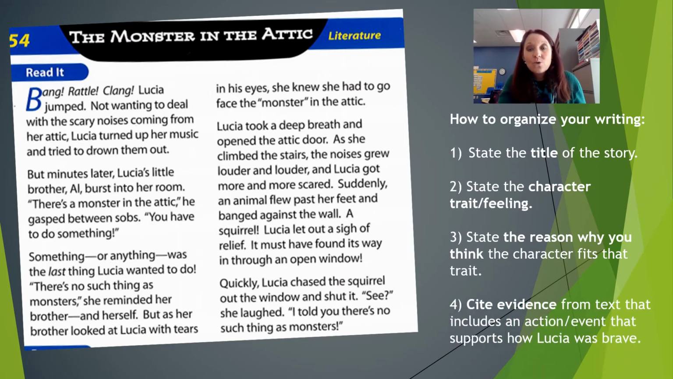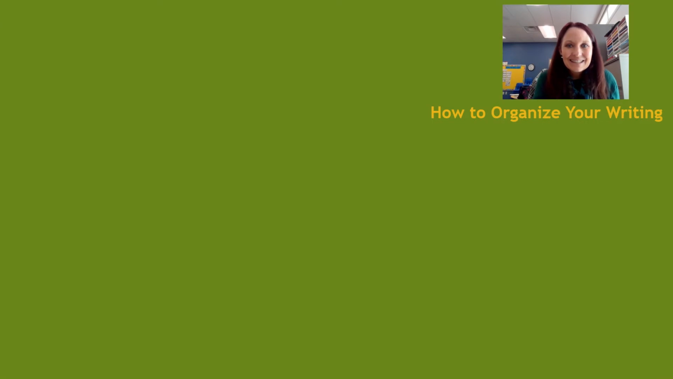And then we're going to cite two pieces of evidence from the text that could be her actions, her thoughts. It could also be an event that happened that shows that she is brave. So let's get started on the writing. Okay, you're going to write along with me.